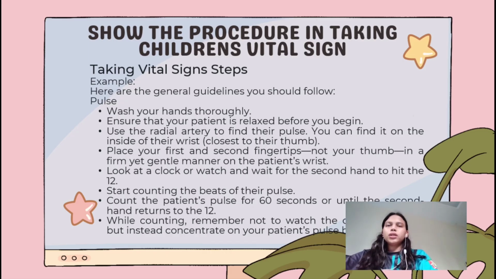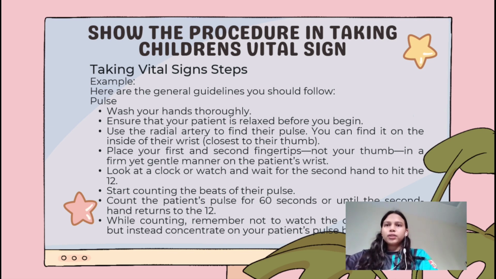Show the procedure in taking children's vital signs. Taking vital signs steps. Here are the general guidelines you should follow. Pulse: wash your hands thoroughly. Ensure that your patient is relaxed before you begin. Use the radial artery to find their pulse. You can find it on the inside of their wrist.